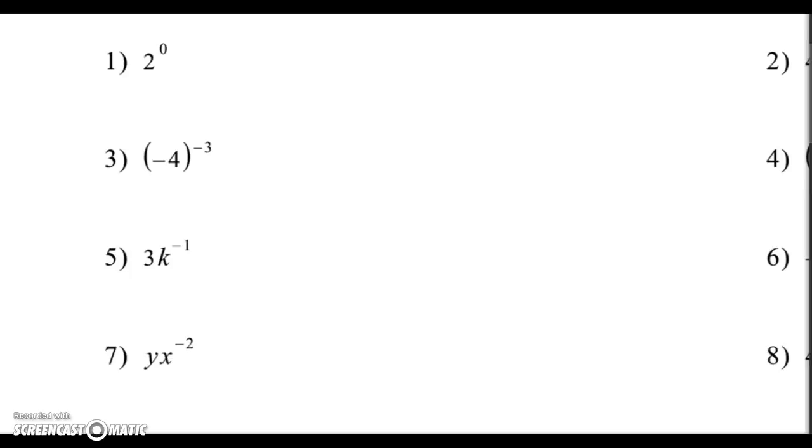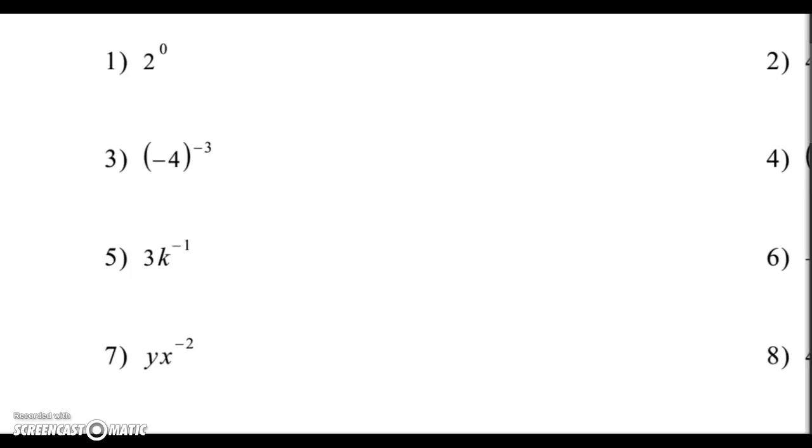And one of the first things that we talked about is anything to the 0 power is actually 1. So your first answer, 2 to the 0 power, is 1. I will be proving this fact tomorrow with a couple of exponent laws that we'll learn about, and you'll get to see why everything to the 0 power is actually 1. All right, moving on to number 3.